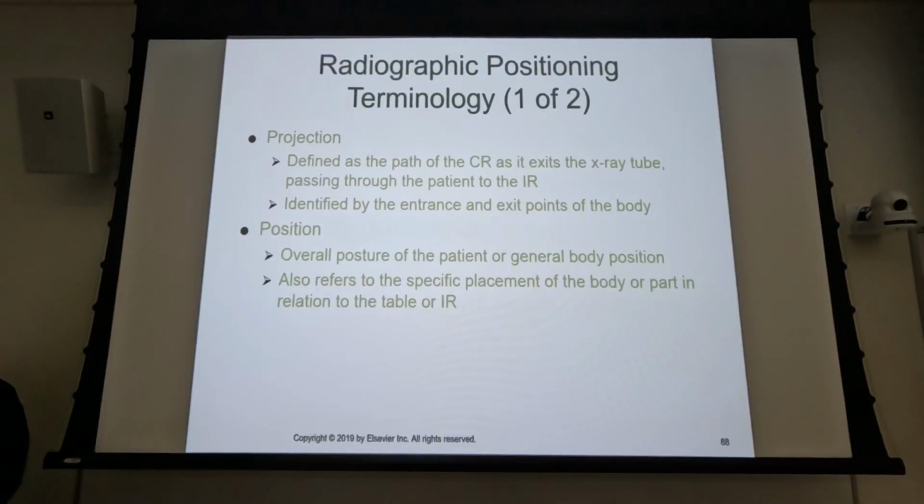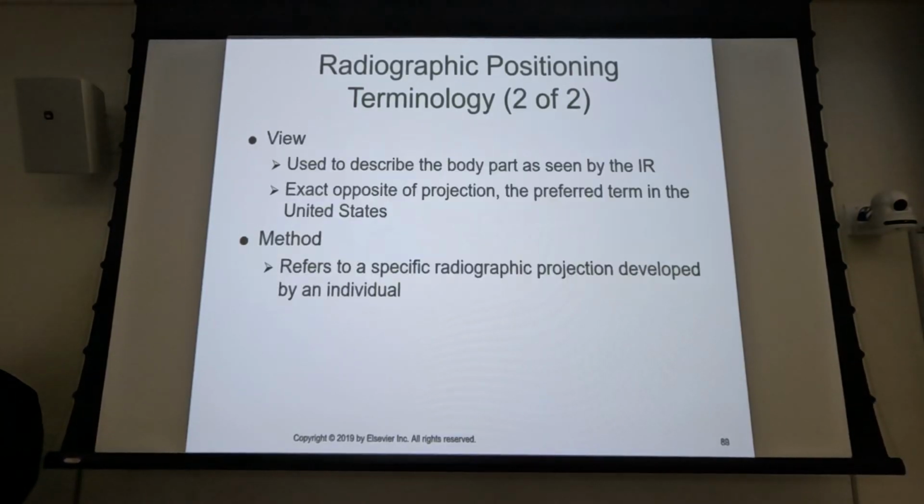So projection, path of the x-ray beam, position can imply a lot of different things, including some projections. We're going to talk about decubitus positions and what all that implies. Decubitus just means laying down. By the strictest definition of the word, decubitus just means lying down. When we're referring to decubitus and positioning for x-rays, we're going to take the definition a bit further and describe it a little bit differently as well.